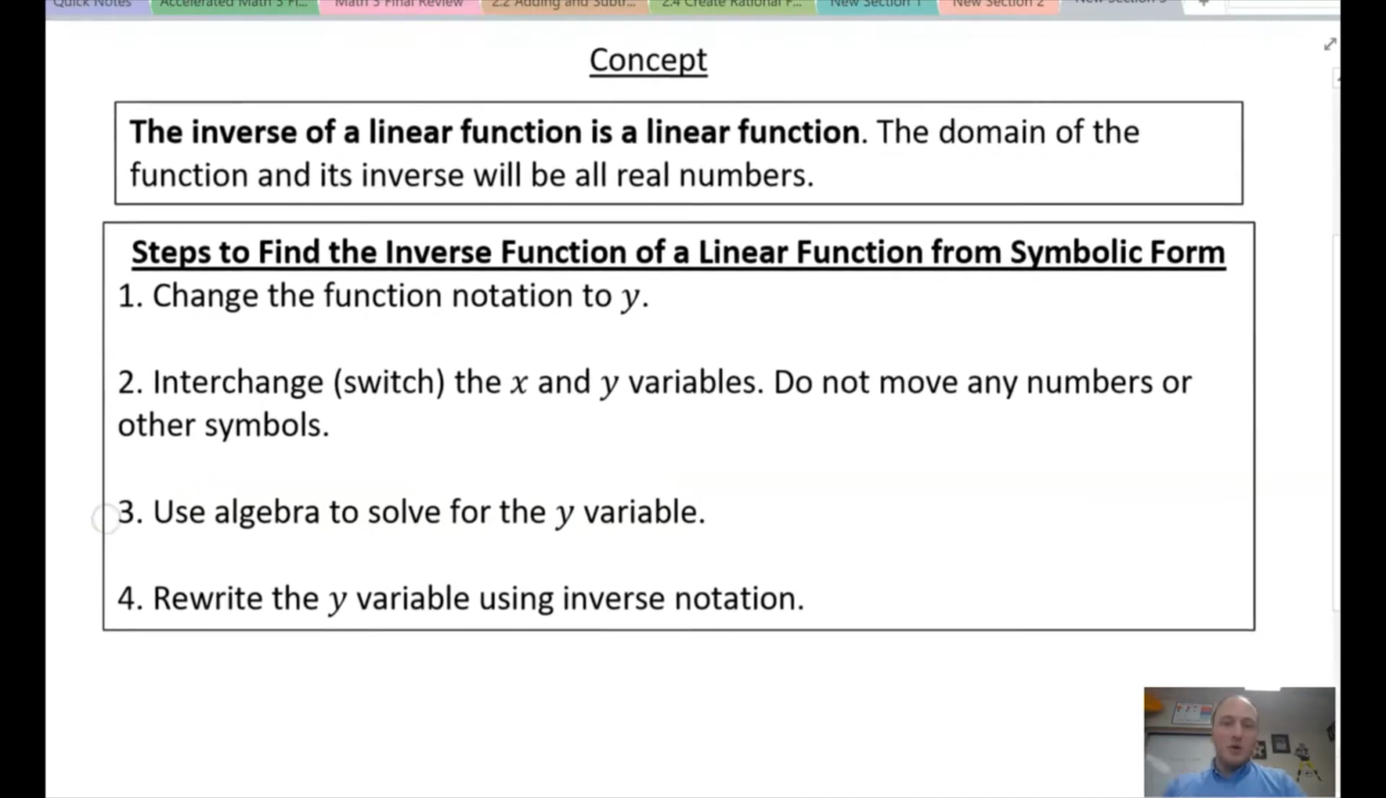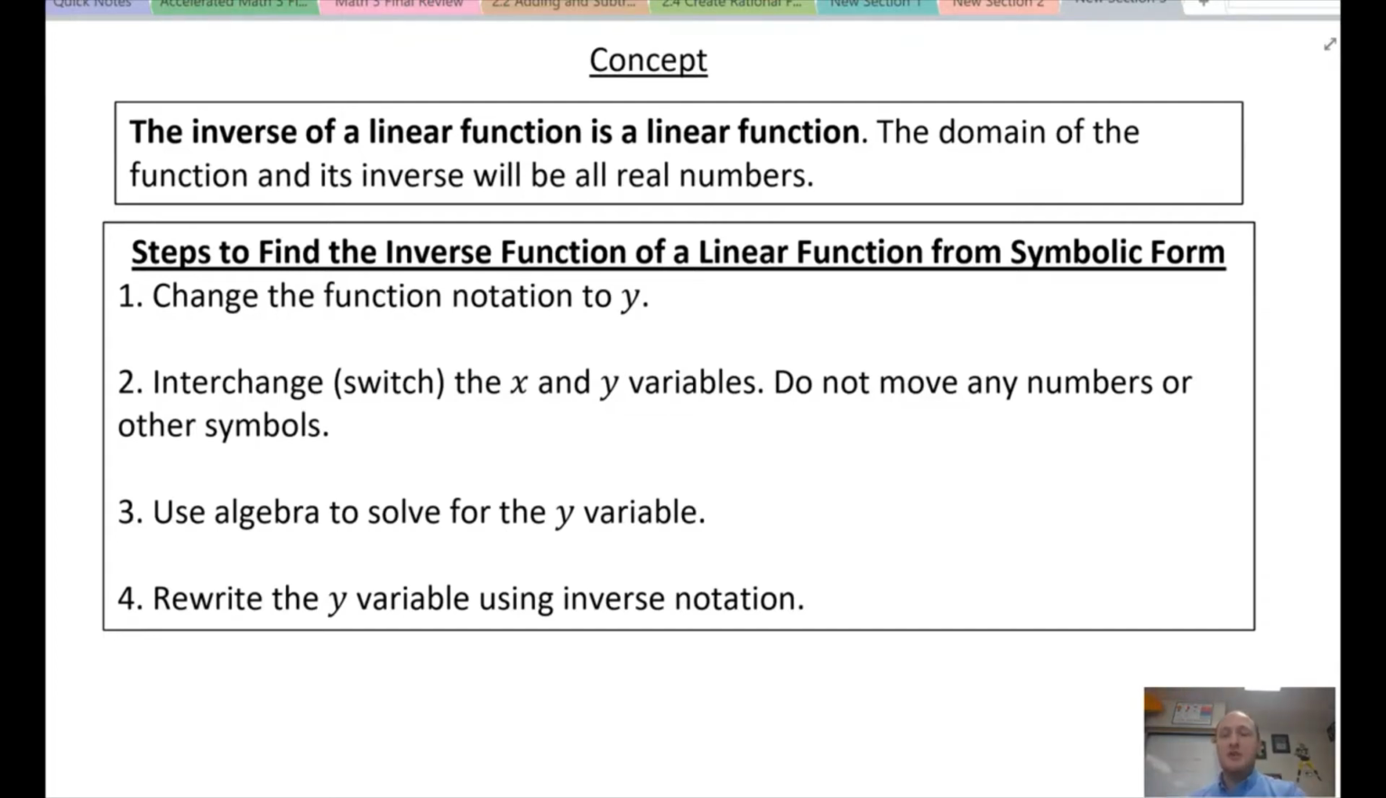The first thing I want to talk about is that the inverse of a linear function is a linear function. A linear function can undo a linear function. The domain of linear functions is all real numbers. I can plug in any x from negative infinity to positive infinity. I don't have to worry about any types of restrictions. So what are the steps we're going to do?